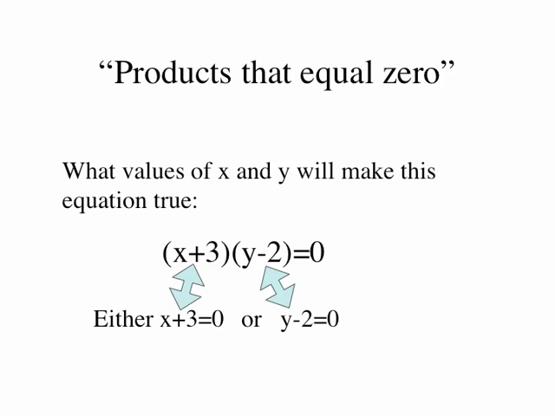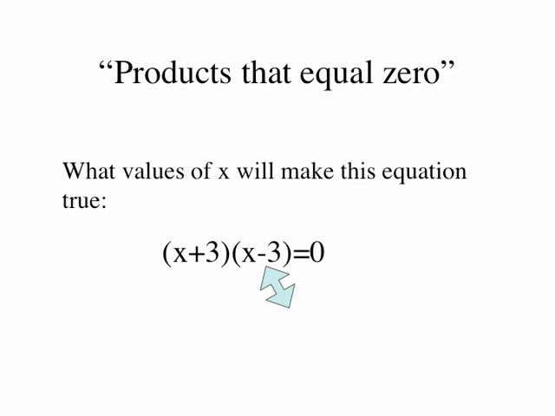I have two things I'm multiplying together. The first one is x plus 3, and the second one is y minus 2. One or the other of them has to be 0. I can solve these two equations independently. For x plus 3 to be 0, x would have to be negative 3. And for y minus 2 to be 0, y would have to be 2. So if x is negative 3, the original equation is true. And if y is 2, the original equation is true. There's two different ways that I can make that product be equal to 0.